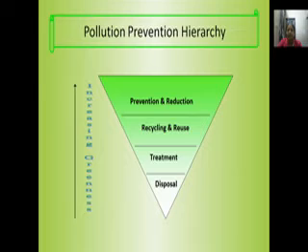Pollution prevention hierarchy. What is the hierarchy? First is prevention and reduction of the waste product, and second is recycling and reuse. We should produce byproducts and starting reagents that can be recycled and reused, and the waste that can undergo treatment and then goes into disposal.